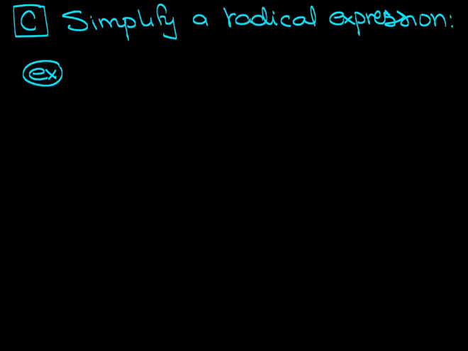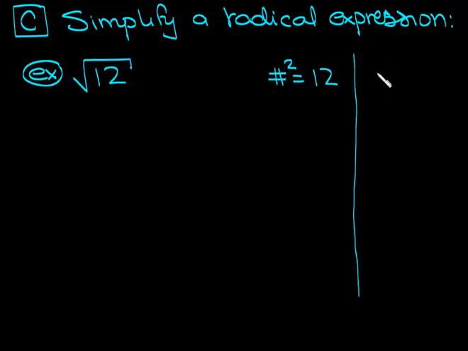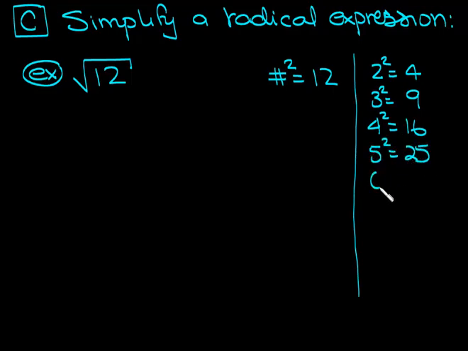Now what happens if you have something like this? Let's say I have the square root of 12. Well, what do we want? We want to find some number that, when we square it, we'll get 12. Let's take a minute and write down all our squares. We have 2 squared is 4. We have 3 squared is 9. 4 squared is 16. 5 squared is 25. 6 squared is 36, and so on.